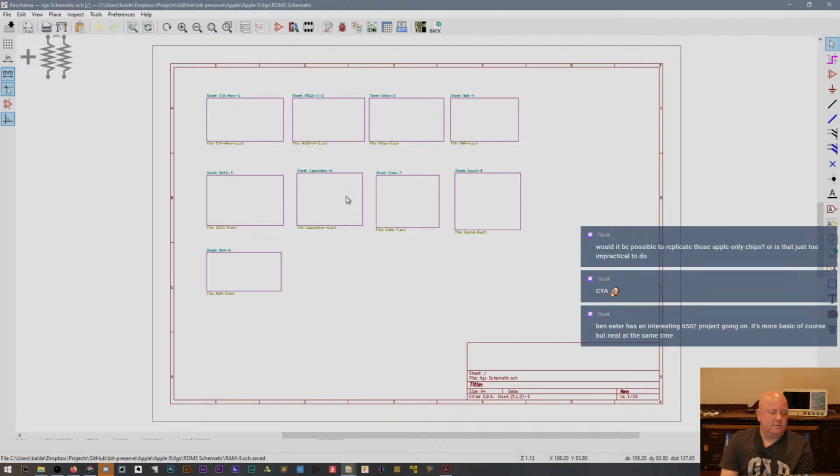Yeah, Ben Eater's 6502 project is more about learning how computers work. I don't know if he's specifically trying to teach the 6502 or that's just the processor he's using to teach, but everything he does is fantastic. I'm looking forward to going through some of his stuff to understand the 6502 better, as well as assembly.